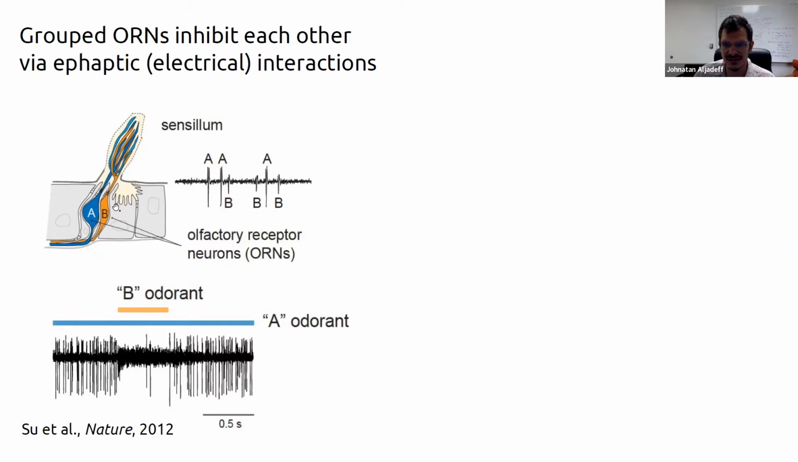This is a cartoon of a sensillum, and when you present ORN A, which is the large one, you can see here the large spikes of ORN A and the smaller spikes of the smaller ORN B. When you present the animal with the odorant that ORN A is selective for, then ORN A starts firing at a high frequency. But then when you present on top of that the odorant that ORN B is selective for, ORN A shuts down because of this interaction, and ORN B starts firing.